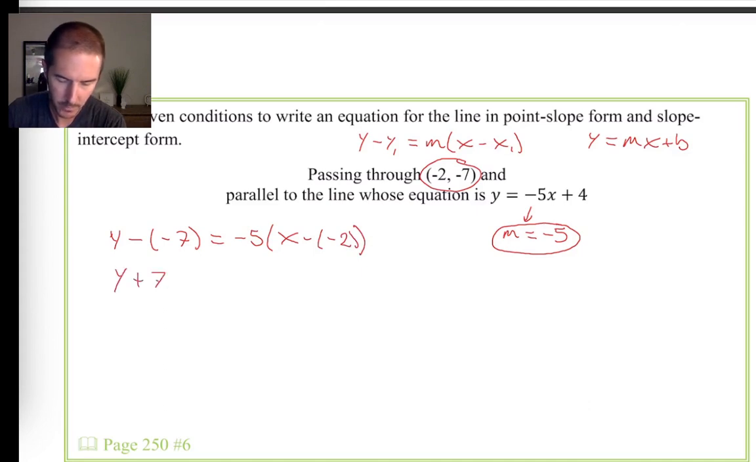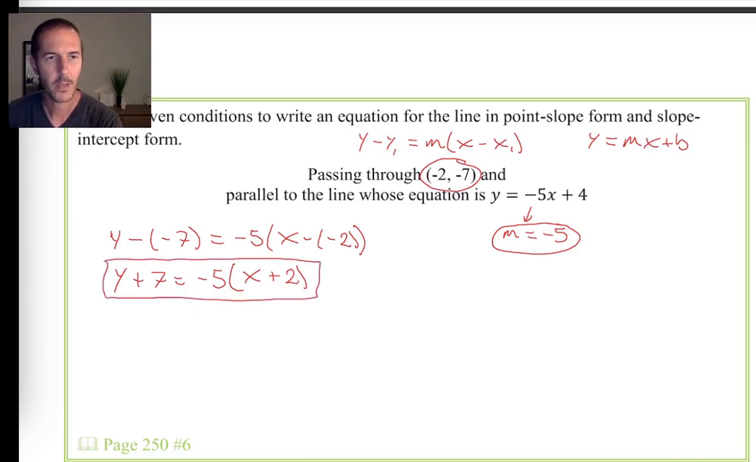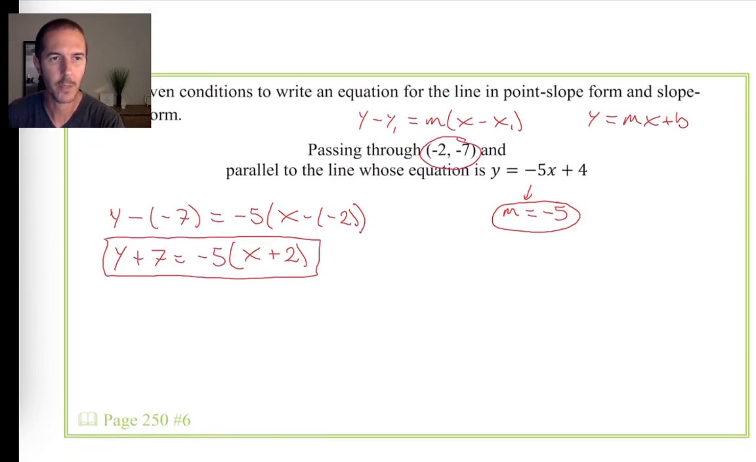Y plus 7 equals -5 times the quantity, x plus 2. So this is our answer again in point-slope form. And then we're going to manipulate this equation so that it says y equals, and we'll set up the format on the right-hand side to match up with mx plus b.